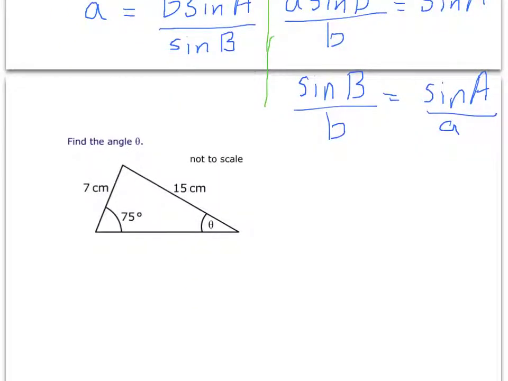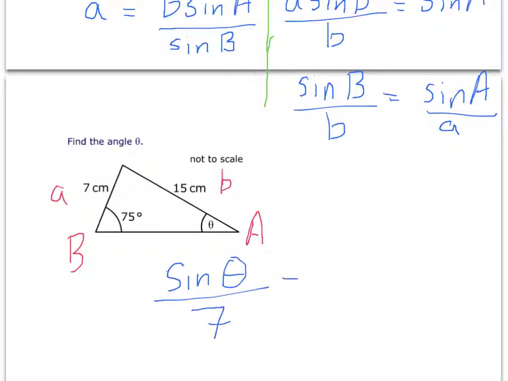So let's have a look at an example for finding an angle. The theta is going to be the A, so opposite it, the 7 is going to be the little a. The 75 is the B, so that one is the little b. And we're not yet again using anything to do with C, which would be the last one. So there's a bit of substitution again, subbing what we know into the equation. So sine of theta over the length 7 is equal to sine of 75 over the length 15.